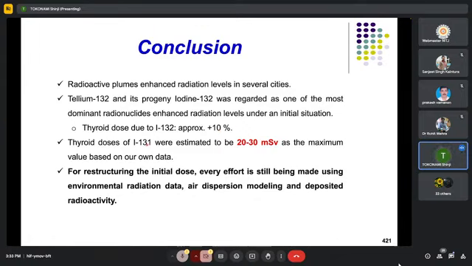Thyroid doses of radioiodine-131 were estimated to be 20 to 30 millisievert as a maximum value based on our own data. For reconstructing the initial dose, every effort is still being made using environmental radiation data, air dispersion modeling, and deposited radioactivity.